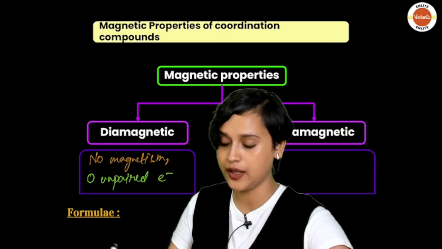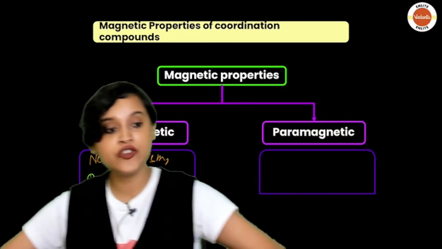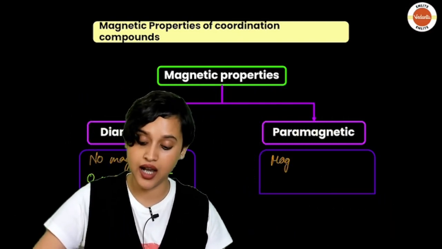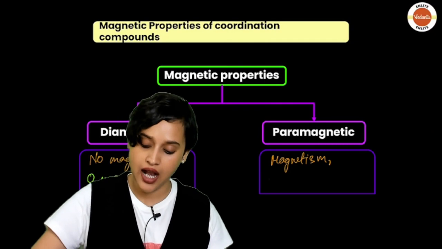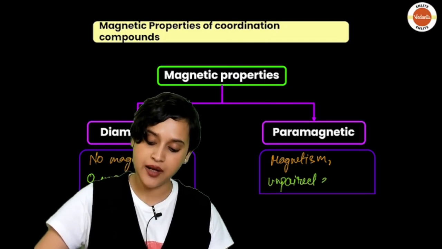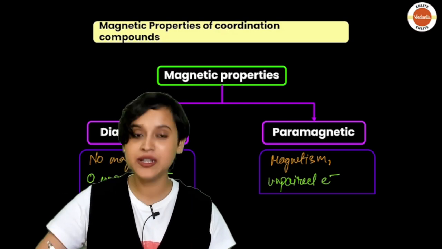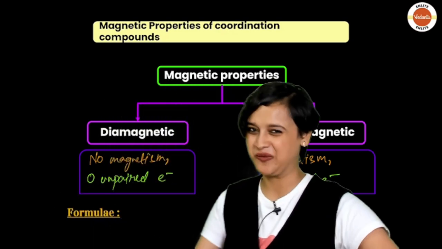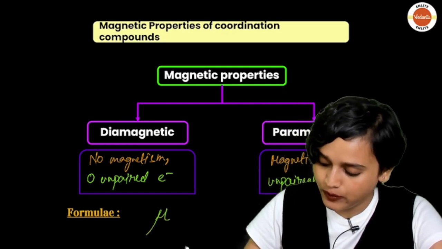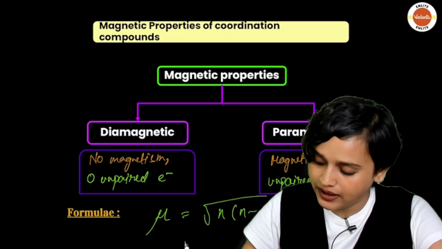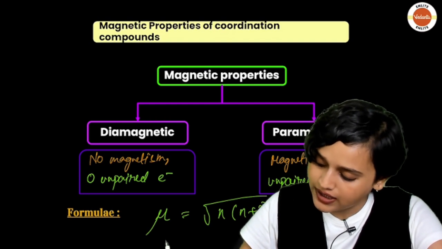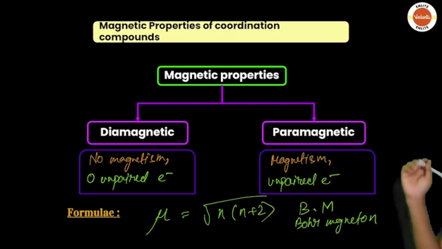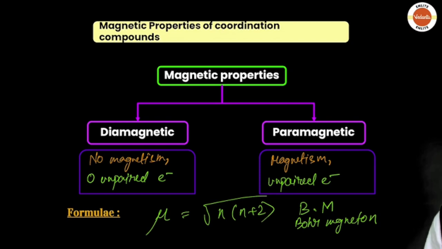In case of paramagnetism, magnetic properties are exhibited by the complex, and here unpaired electrons are present. And of course, there is a formula. What is the formula? Everybody knows, I guess. It's mu is equal to root over n(n+2), and the unit is BM, that is Bohr magneton. Everybody check it out. Yes, this is the formula. Clear everyone? Understanding? All is cool, all is well.